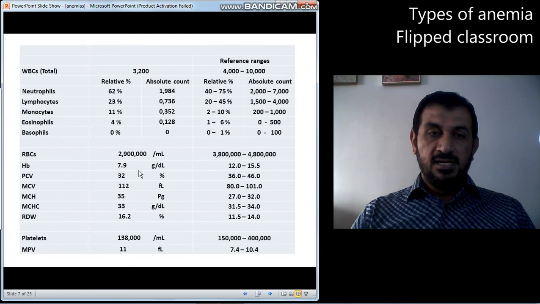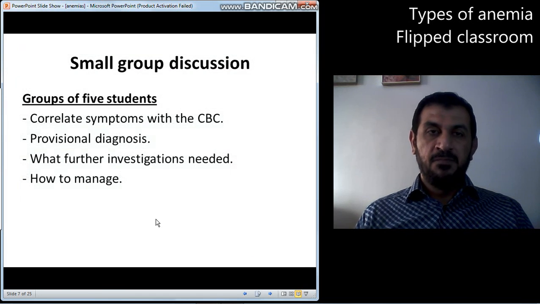As you see, she had marked anemia. Her MCV is increased, indicating a macrocytic anemia. She also had leukopenia and thrombocytopenia.